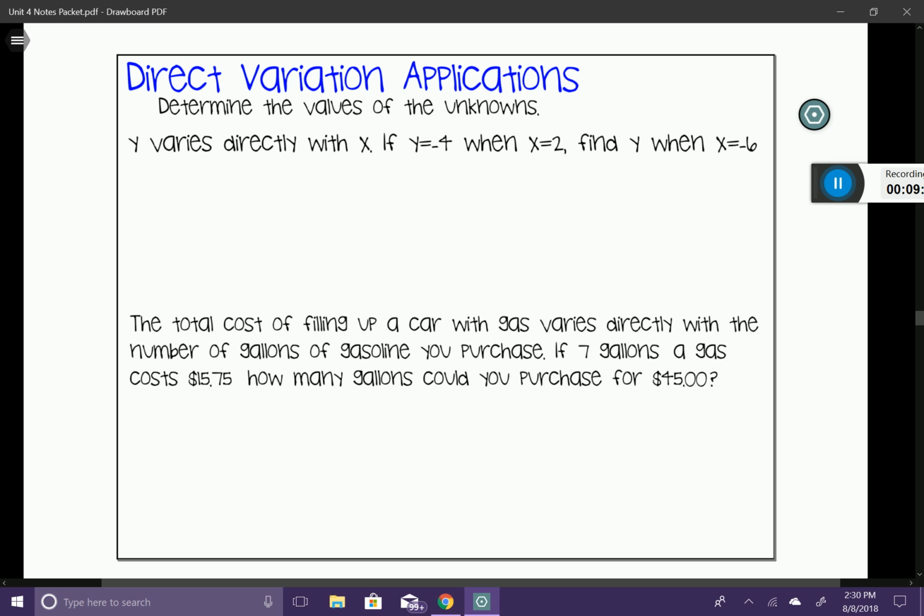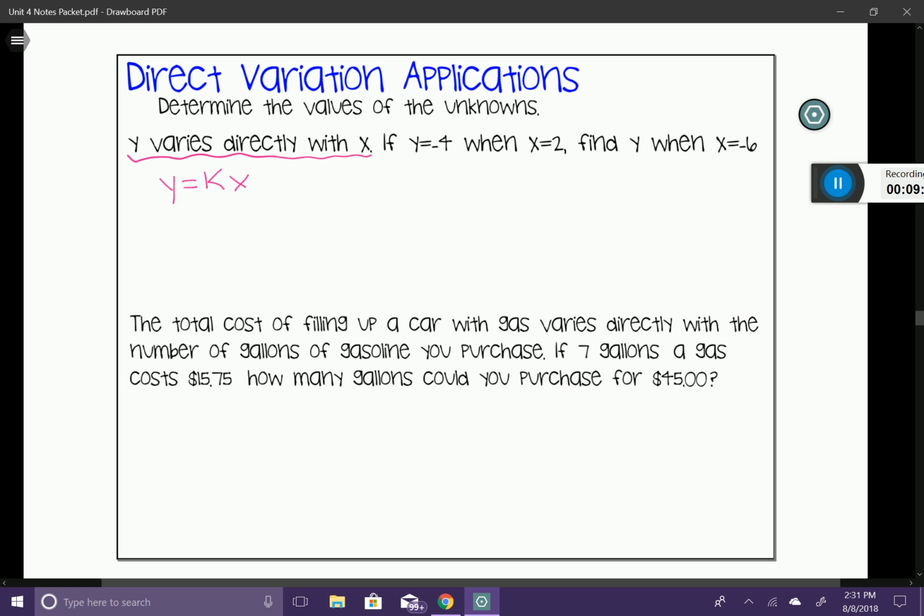So you might be thinking, well, I could set up a proportion for this. Well, you could. That's basically what we're going to be doing. But let me show you how to actually set this one up. The first thing you notice is that it says y varies directly with x. When you see something like that, you want to immediately write down the formula y equals kx. Because in a little while, we're going to be learning about inverse variations, and it has a different formula.